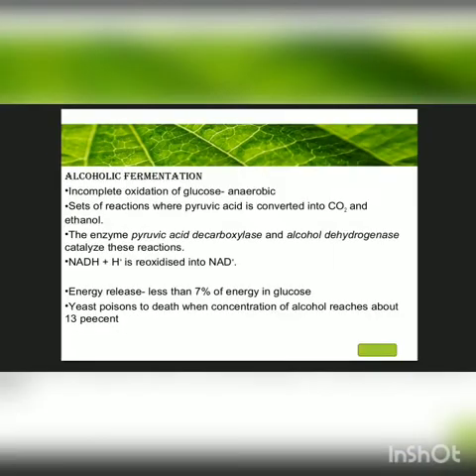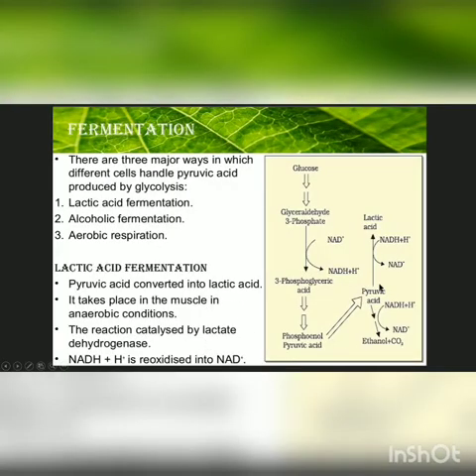Now we will see the next one, alcoholic fermentation. What happens in alcoholic fermentation? In fermentation, like by yeast, incomplete oxidation of glucose is achieved under anaerobic conditions. Again, anaerobic condition means no oxygen. This takes place by a set of reactions in which pyruvic acid is converted into carbon dioxide and ethanol. So I'll show you here that pyruvic acid is converted into ethanol.